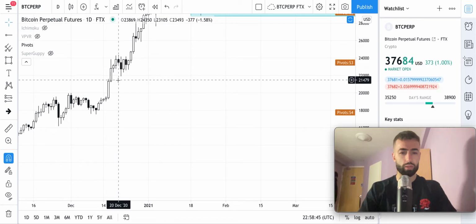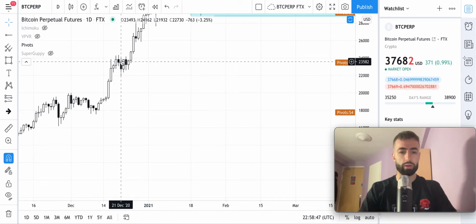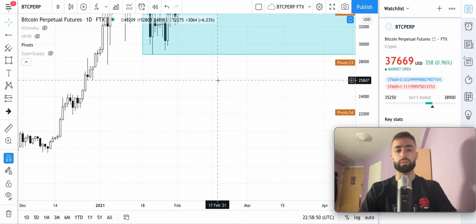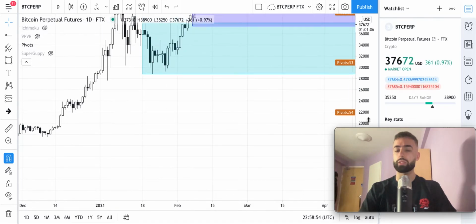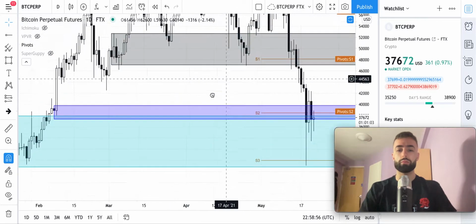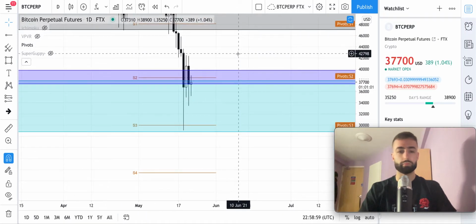Yes, where we came down right here. So that's our main support level. That is down at about 24,162 if we continue to go down. So something to keep in mind.